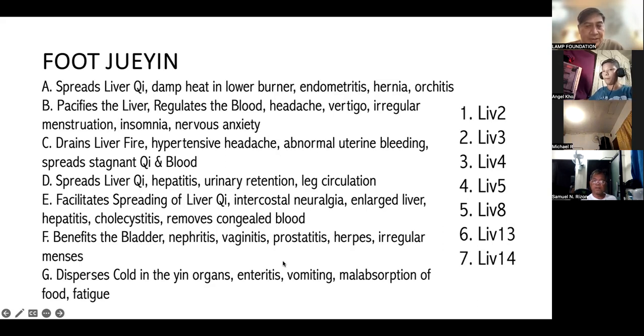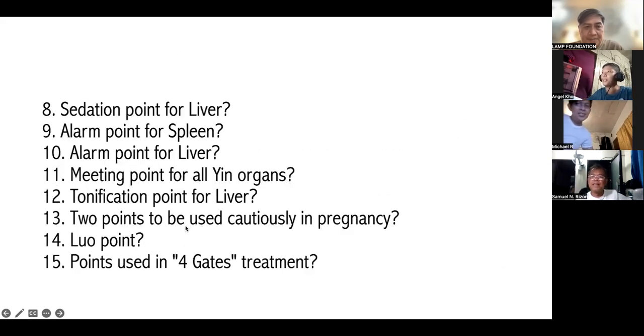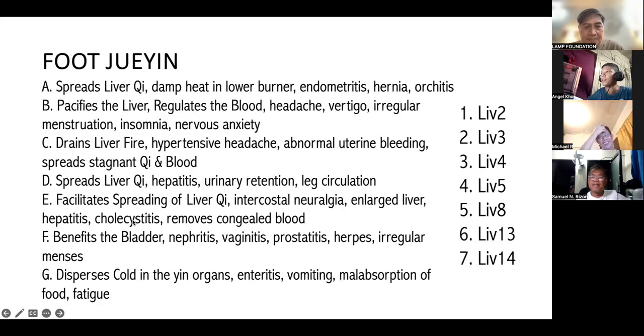Number 6, liver 13, front mu of the? Liver 13 po. Front mu of what? Teka lang po. Liver 13 is front mu of the spleen. Okay. Influential point for all yin organ. Liver 14 is the front mu of the liver. Okay. What is your answer for liver 13, number 6?